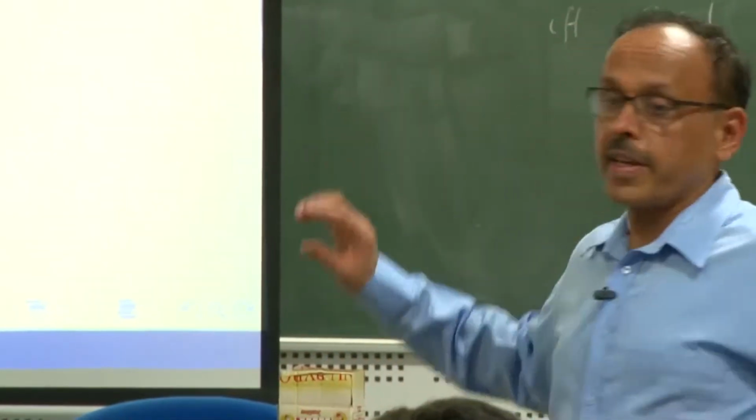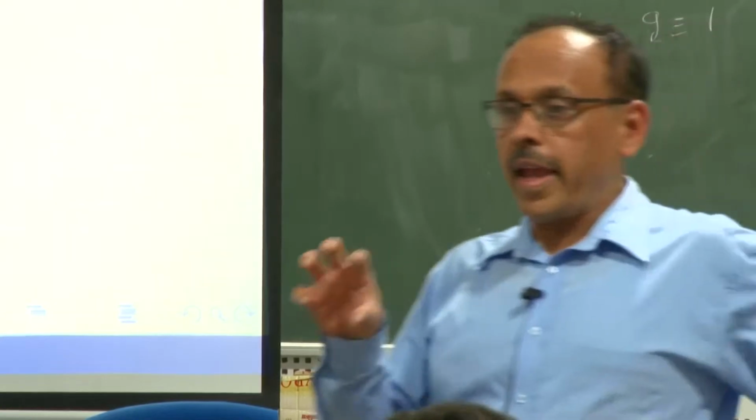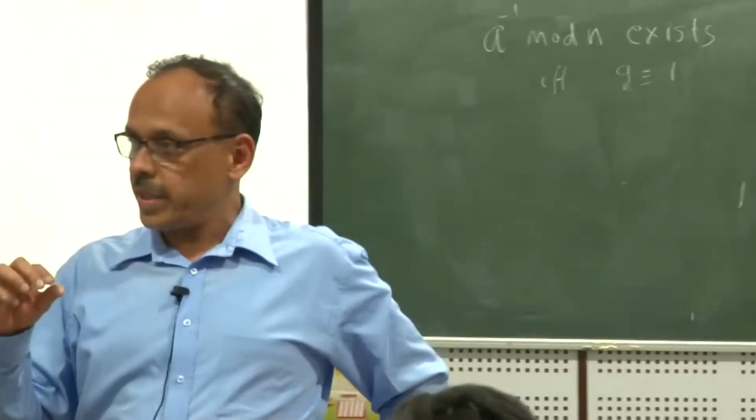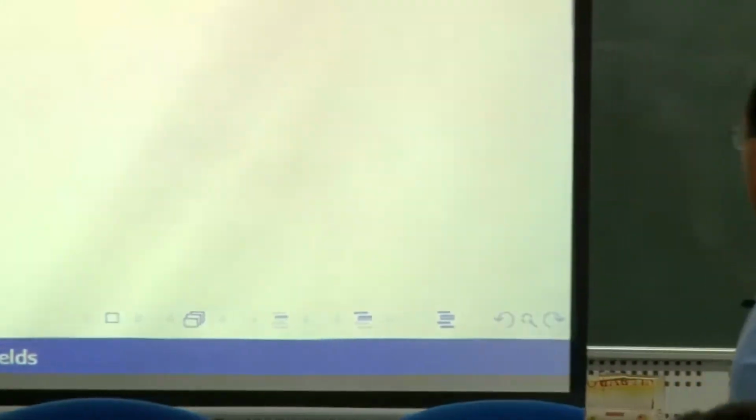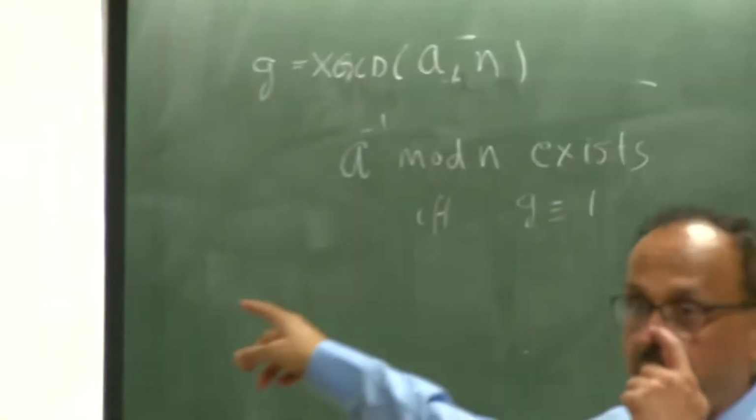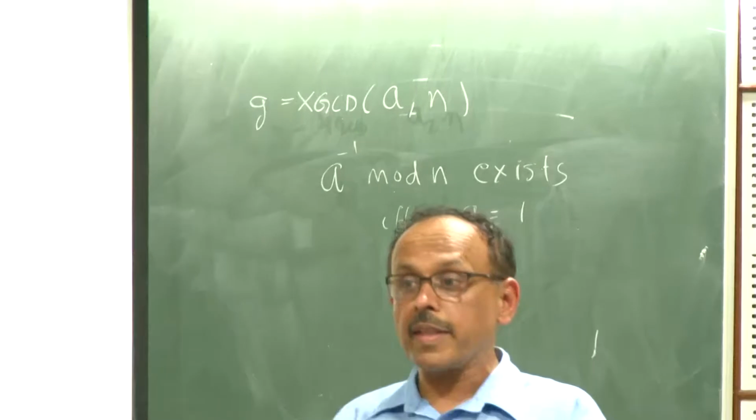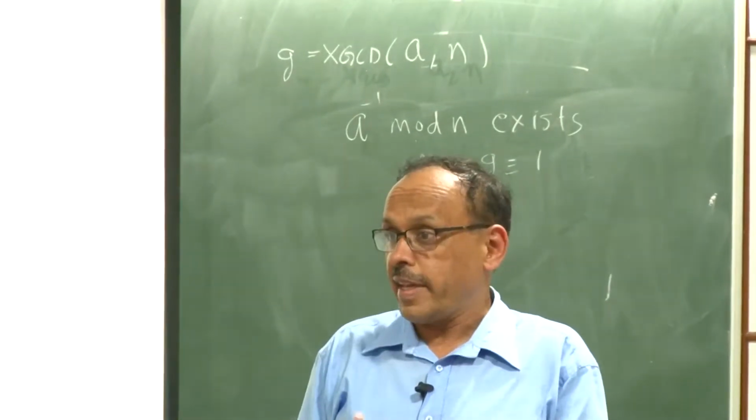About the extended Euclidean algorithm. For A inverse modulo n to exist, the greatest common divisor between A and n has to be equal to 1. If it is greater than 1, why can't we have an inverse?